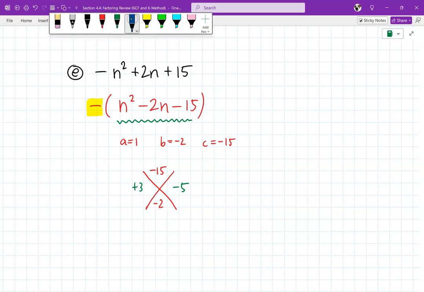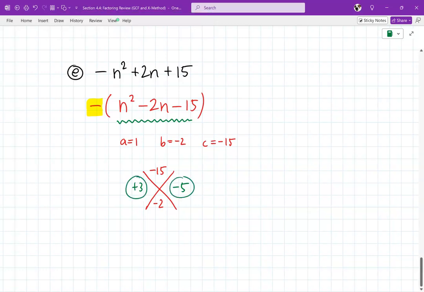So that's good. Always divide. So if I divide this by 1, positive 3 divided by 1 is just going to be a 3. So I don't have to do it. And negative 5 divided by 1 is just going to be negative 5. So I'm good. These are good answers. Okay? Because if I divide by 1, nothing changes. So my solution is going to be, what is my letter? N. N plus 3, n minus 5, but then don't forget the minus in the front.